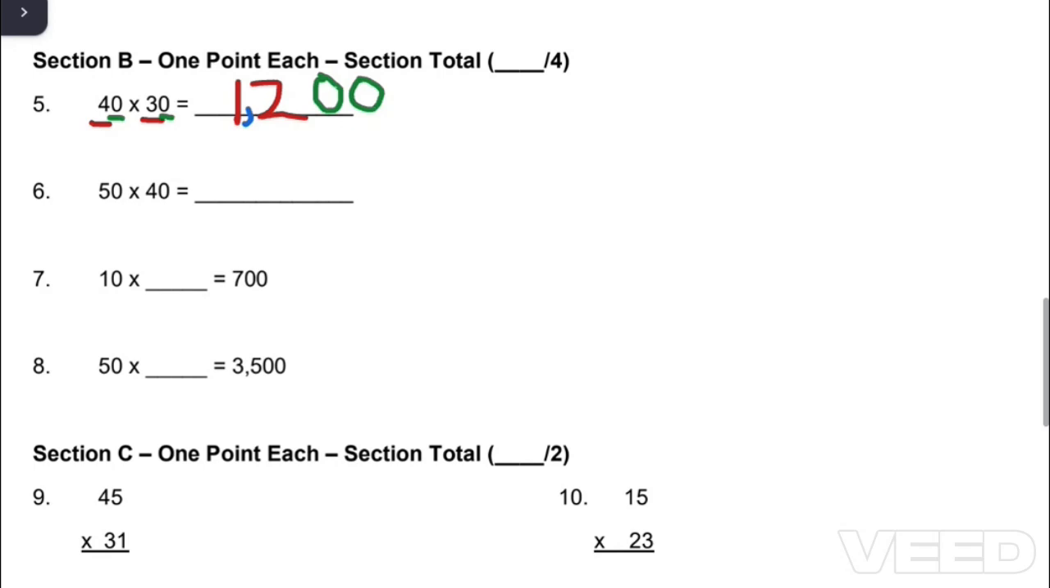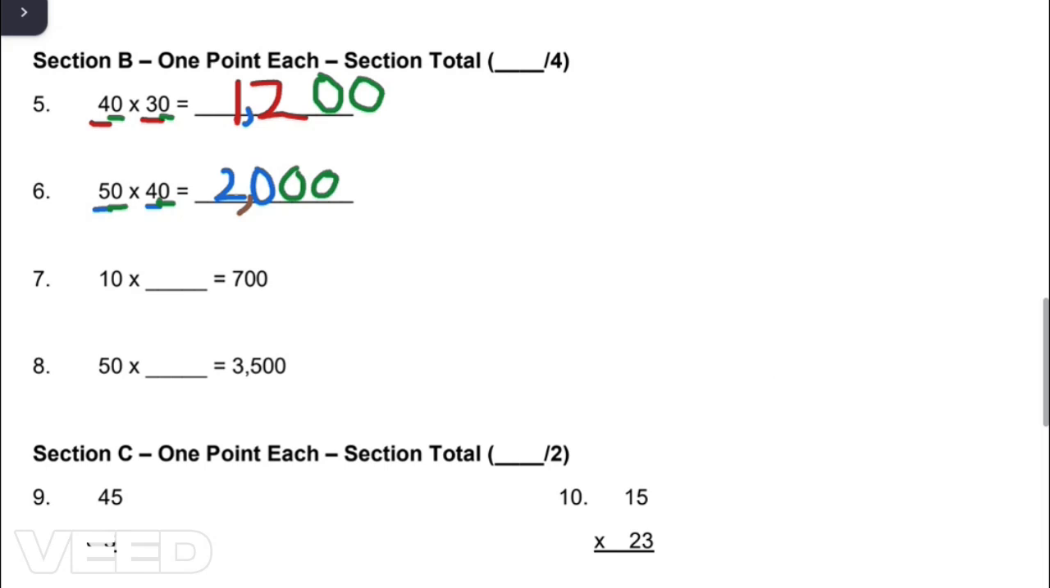4 times 3 is 12, and we had two zeros because there's a 0 in 40 and a 0 in 30. Let's look at the next problem, which is very similar. 5 times 4 is going to give us 20, and the 0 here alongside the 0 here, that's two extra zeros we need to add at the end of 20. Notice 2,000 has three zeros, even though our factors only had a combined two. The reason it has three zeros is because 5 times 4 itself already has a zero. So the two zeros at the end of these numbers, we need to add on those extra zeros.